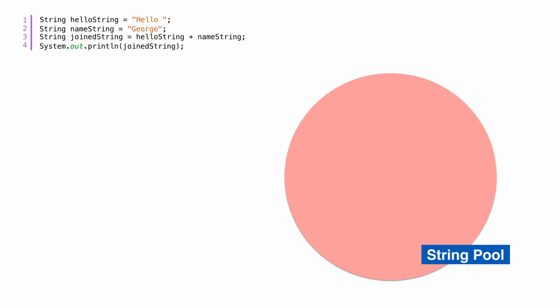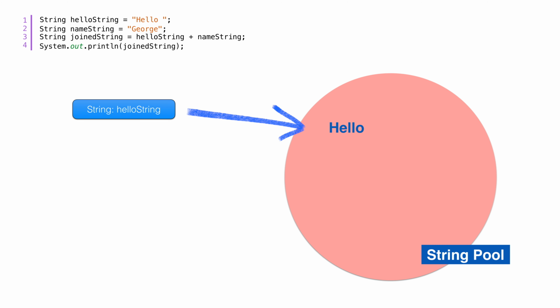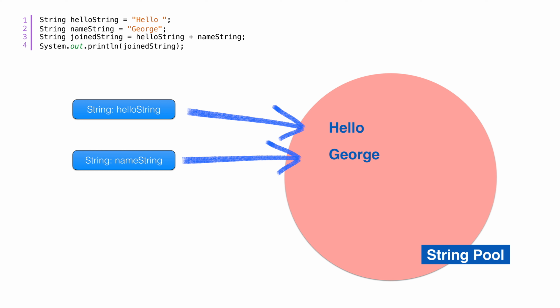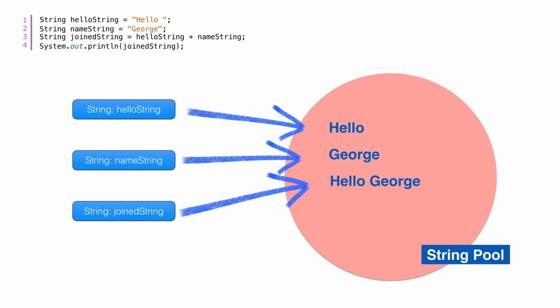Let's look at what happened in our example. We have a string instance of hello. It doesn't matter if we use a literal or a variable. In both cases, the string is interned. And we have a string for the name George. That's two string instances in memory. When we create the new string, hello George, that's a third string instance.